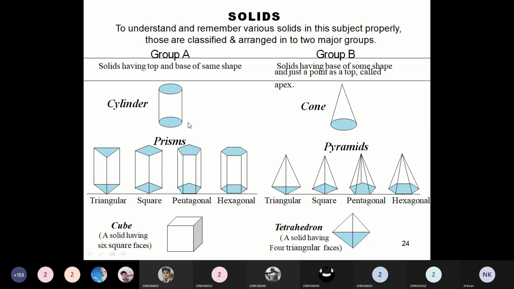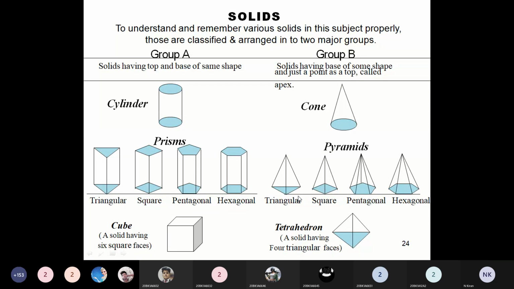And if you are looking from the top view, if it is a pentagonal prism, you can observe a pentagon shape. If it is a hexagonal prism, you can observe a hexagon shape from the top view. But in the front view, you can see only rectangles.